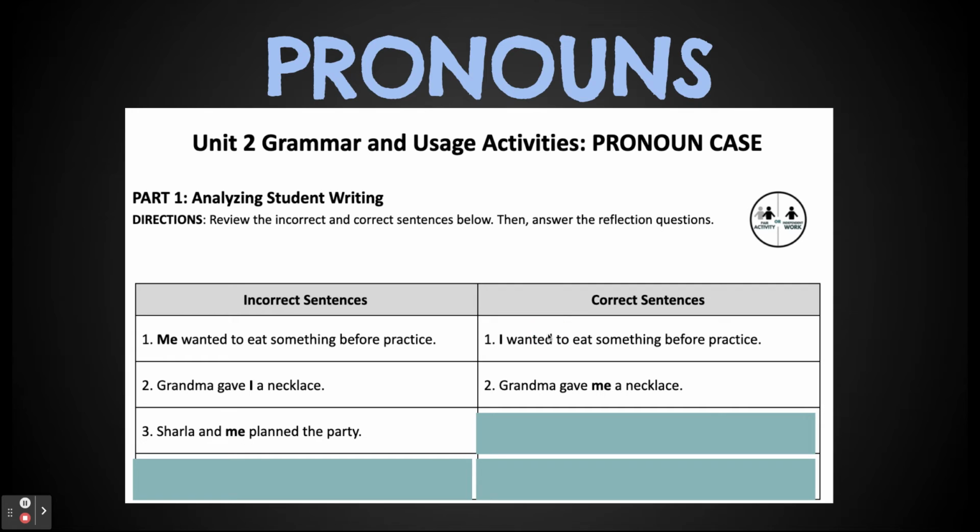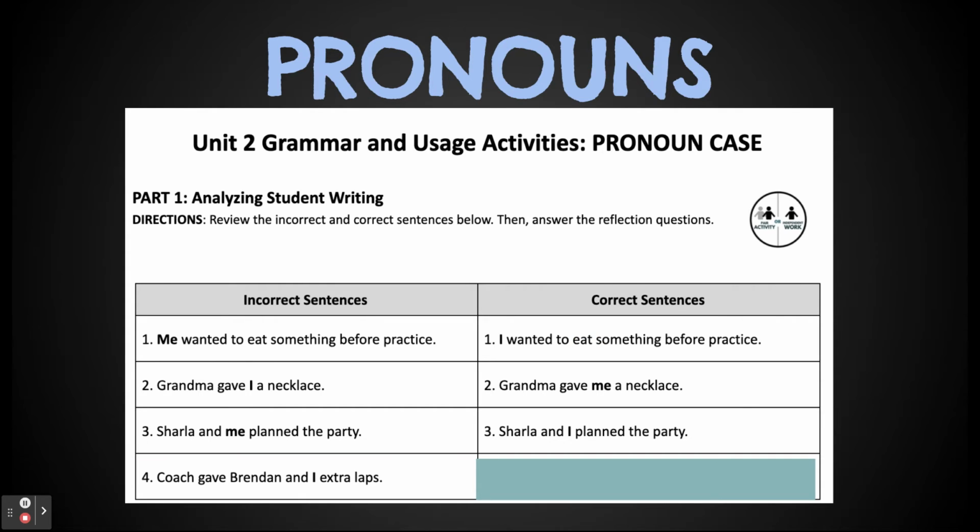Number three, Charlotte and me planned the party. Actually, the correct way to say that is Charlotte and I planned the party. And then number four, incorrect is Coach gave Brendan and I extra laps. Instead of I, it should be Coach gave Brendan and me extra laps.